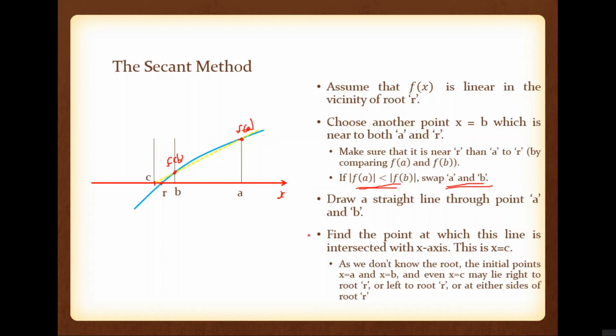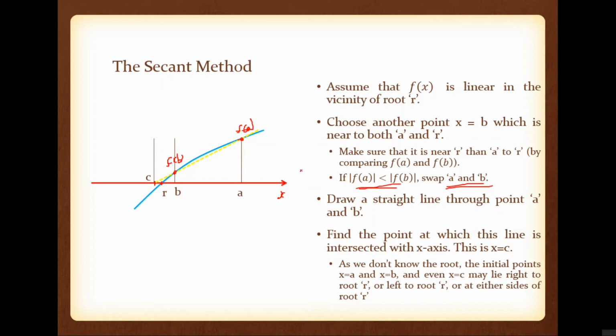Okay. So please note the position of A and B are not important. I told you. Similarly, C may be lying left to R or right to R. That we don't know because we don't know the value of R. So C may be lying left to R, C may be lying right to R. In some situations, C may be lying between B and A. The position that we don't know. One thing is sure, we have a new value C by using this straight line.